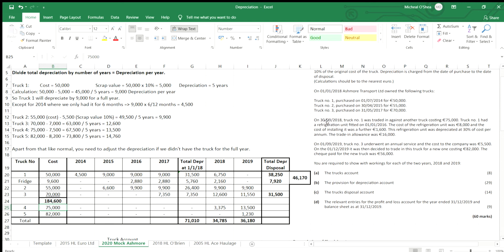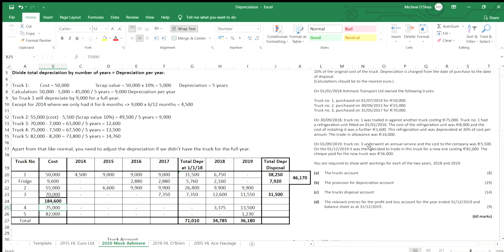So we purchased it, once we sold this guy, we purchased it and there was only 3 months left remaining, October, November and December. So if it's vehicle number 4, again we found total depreciation to be 13,500 per year. I only had it for 3 months, so multiply by 3 divided by 12. And that gives me 3375. So that's the depreciation for vehicle number 4 for 2018. Add up all of these, they're all the depreciation for 2018, and this is my total, 34785. That's my total for 2018. That's 18 done. Very last part of the question is look at 2019.